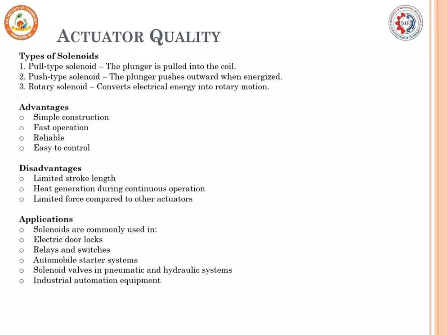The disadvantages are limited stroke length, heat generation during continuous operation, and limited force compared to other actuators. Applications: solenoids are commonly used in electric door locks, relays and switches, automobile starter systems, solenoid valves in pneumatic and hydraulic systems, and industrial automation equipment. Like this, different applications are extended by using different types of solenoids.